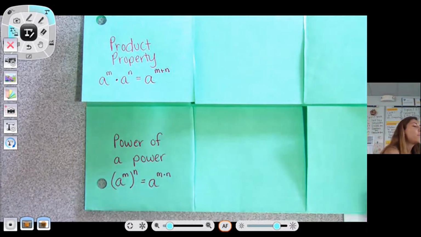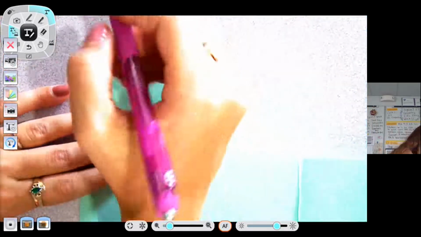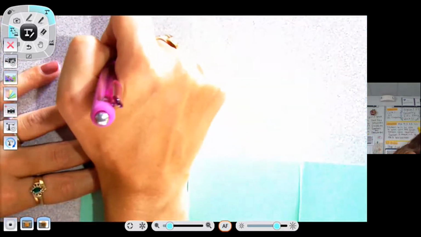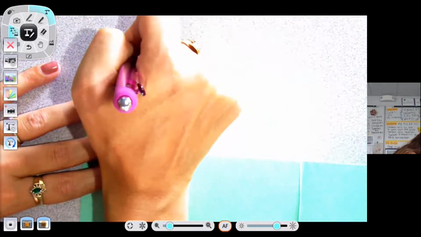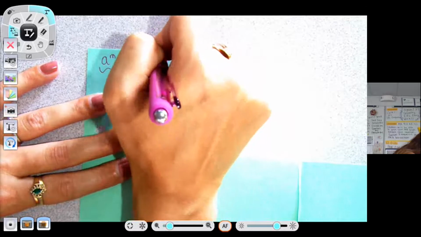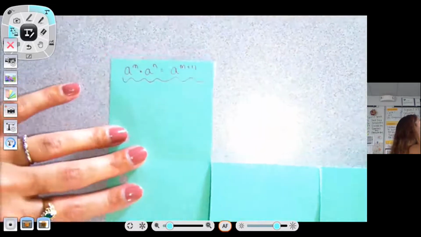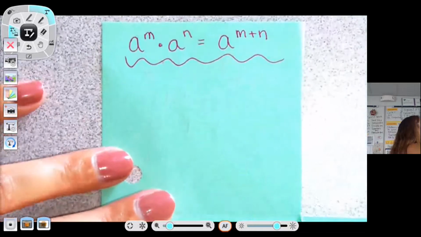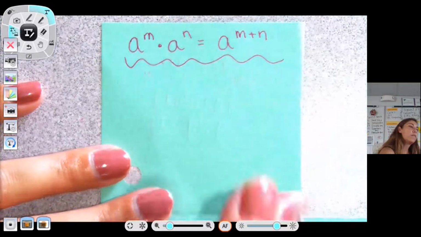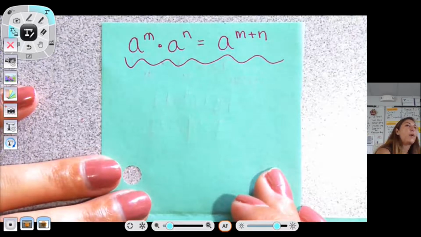Okay. So underneath this flap, I'm going to first rewrite the rule at the top just so that way it's right in front of your face. So a to the m times a to the n. And if I'm multiplying, I am actually adding them. So a to the m plus n. And I'll try to zoom in. Yep, product property.